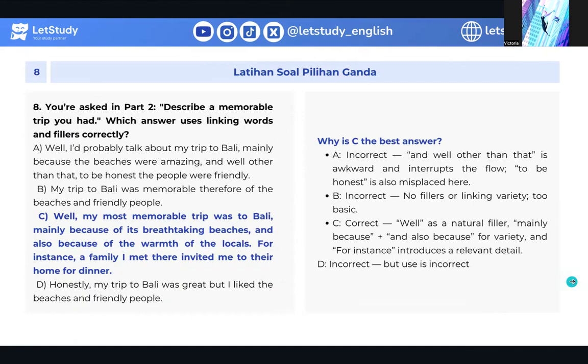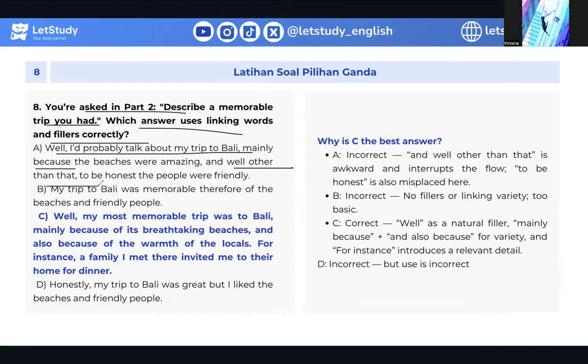Okay, now on to question 8. You're asked in part 2, describe a memorable trip you had. Which answer uses linking words and fillers correctly? A: Well, I probably talk about my trip to Bali, mainly because the beaches were amazing. And well, other than that, to be honest, the people were friendly.